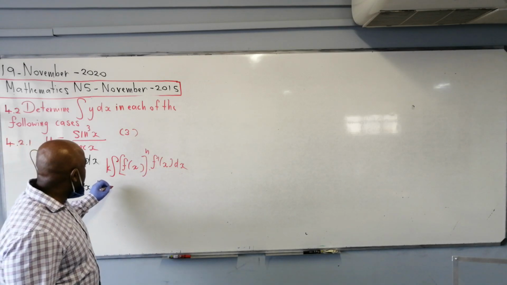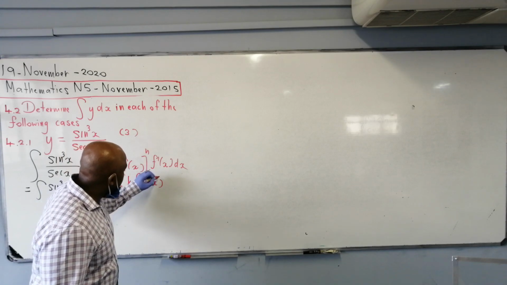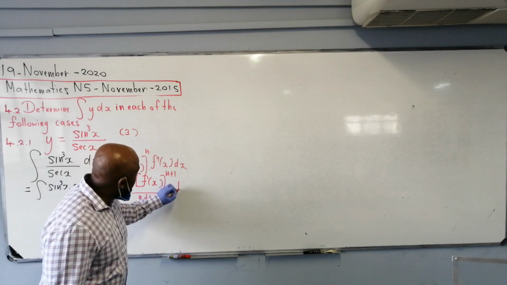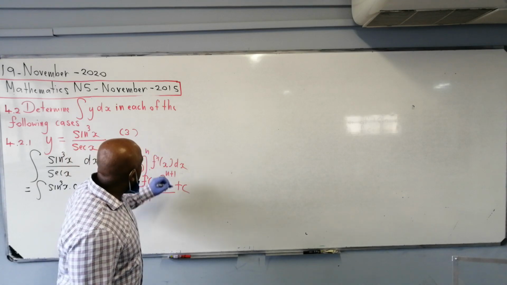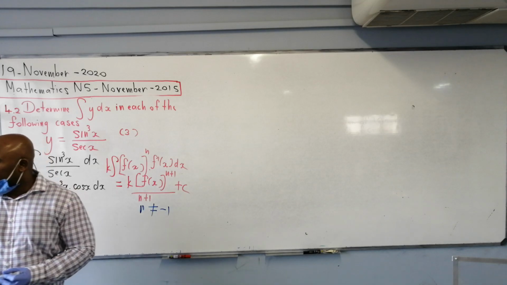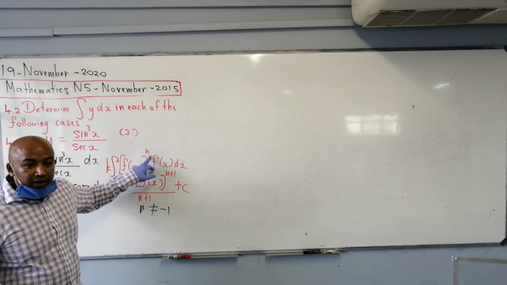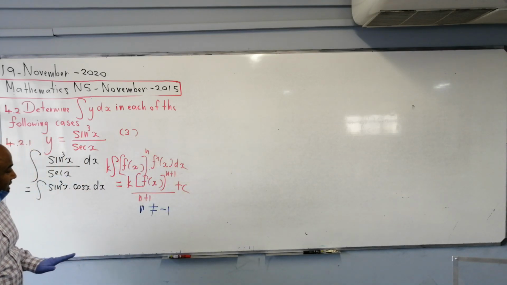So by inspection, the answer will be k times f of x to the power n plus 1 over n plus 1, plus c. This formula works only when n must not equal negative 1. So that is your formula then. If n was negative 1, then you'll be using ln. That's the second time.